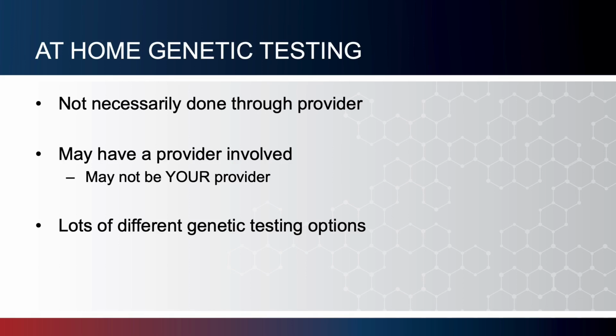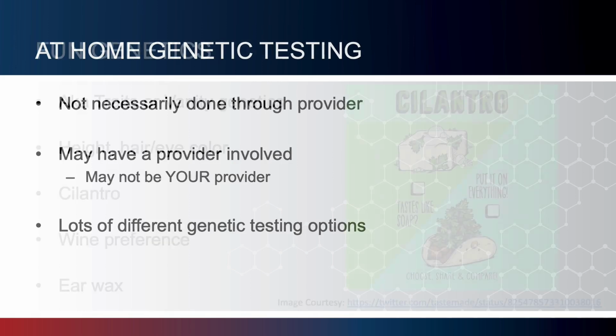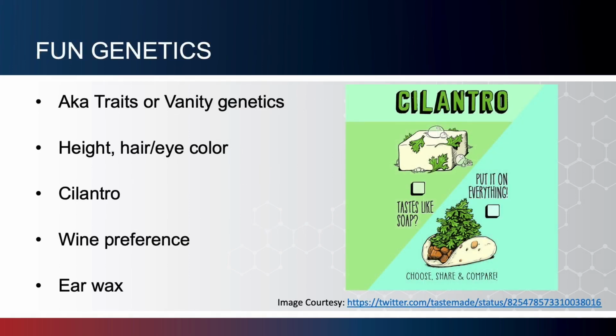Now, whether that's good or not depends on what kind of information you want. Let's start with the one that most people have heard about, the fun genetics, or some companies call them traits. Some companies call them vanity genetics, a lot like vanity plates. They're not necessary to identify your car, but they are helpful and they add a little bit of interest to your car. This can be things like your height, your hair color, your eye color, your preference for cilantro.